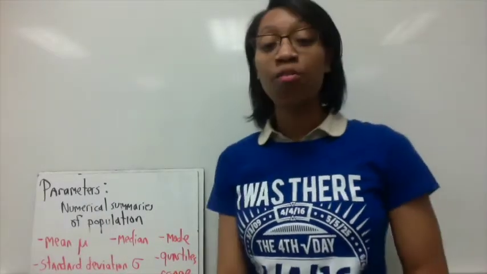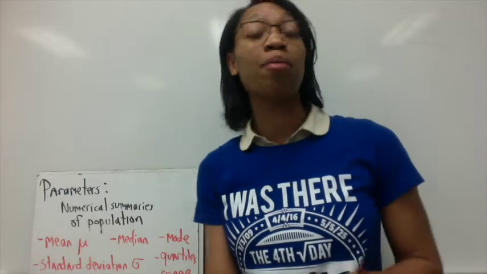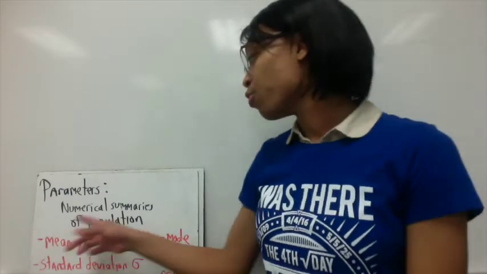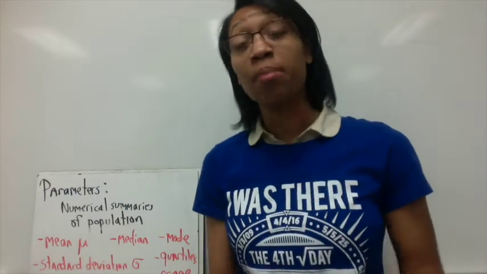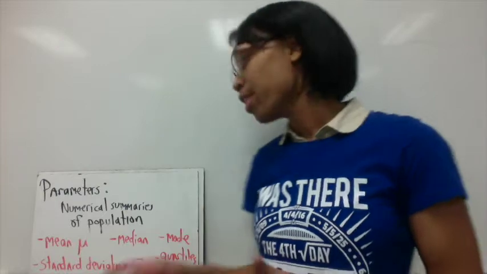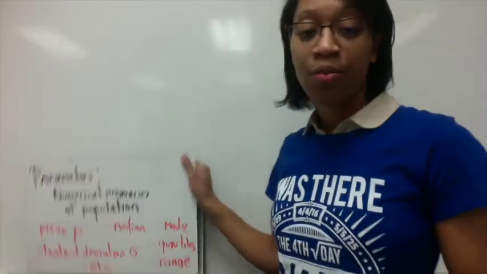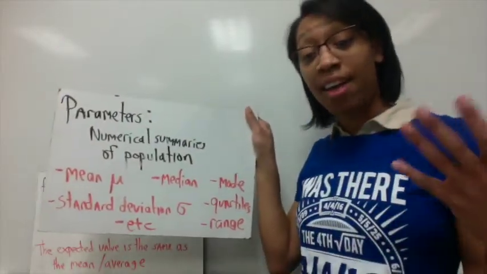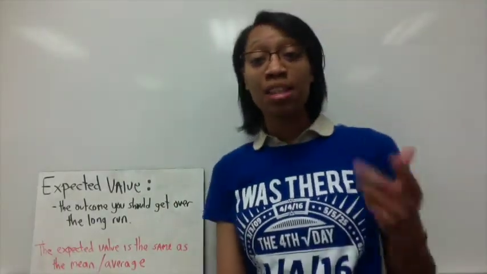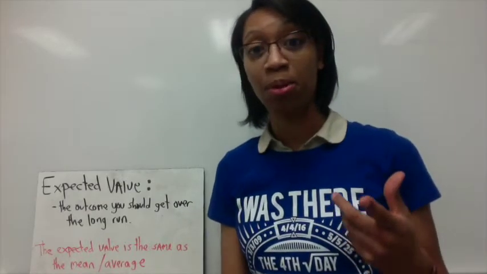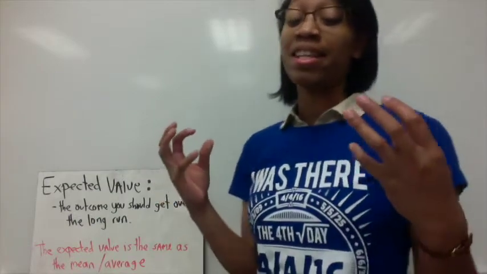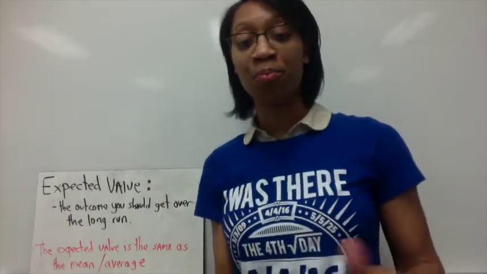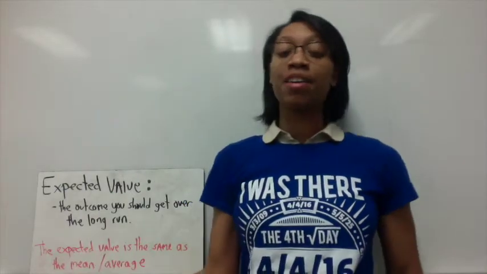Variables in general are described by parameters. Parameters are numerical summaries of a population, like the mean, the standard deviation, the mode, quartiles, range, interquartile range. Those are all parameters. And that brings us to the main thing I want you to be able to do from today's lesson, which is finding the expected value. So what is the expected value and how can you find it?